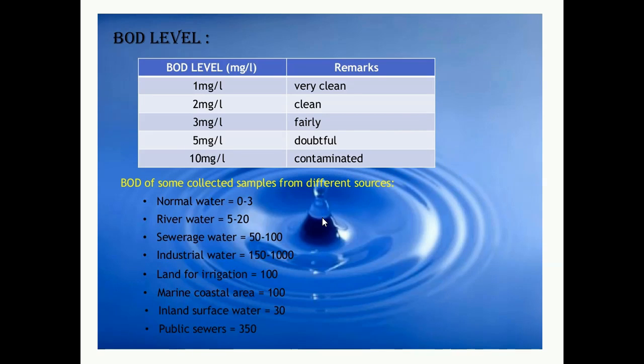BOD of some collected samples from different sources. Normal values: normal water consists of approximately 0 to 3 mg per liter. River water approximately 5 to 20 mg per liter. Sewage water 50 to 100 mg per liter. Industrial waste 150 to 1000 mg per liter. Land for irrigation 100 mg per liter. Marine coastal area 100 mg per liter. Inland surface area 30 mg per liter. Public sewers 350 mg per liter.